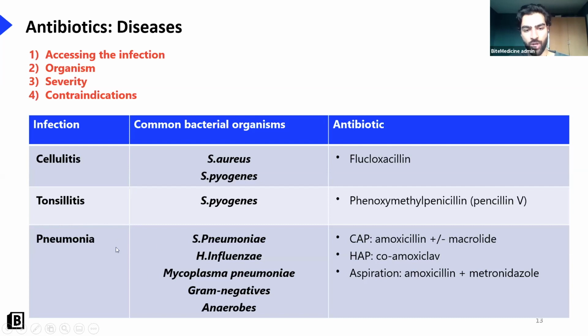Pneumonia, we're going to go into in a lot more detail later on, but again, this is a little summary of the antibiotics that we use. Pneumonia is typically divided into community-acquired, hospital-acquired, and aspiration pneumonia. But again, we will go on to that.